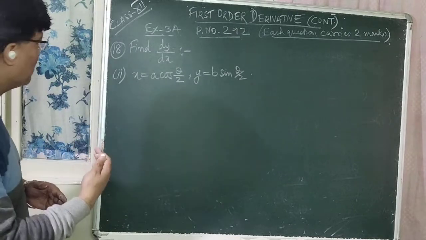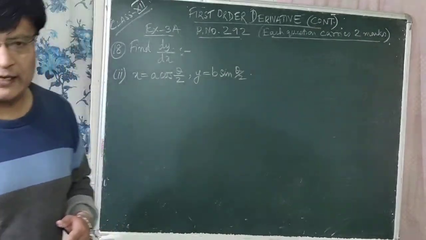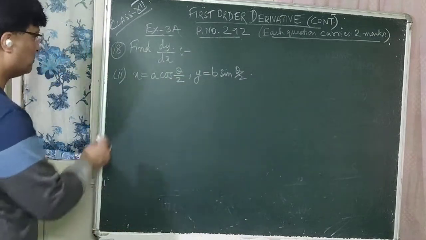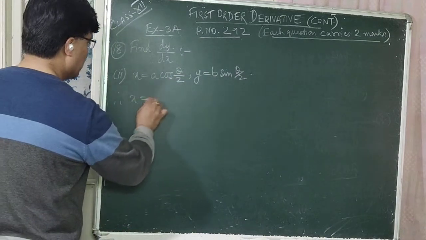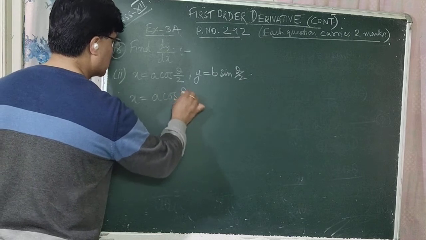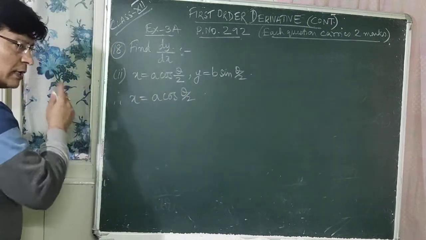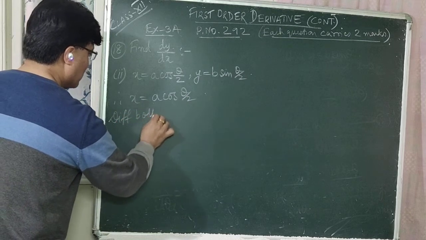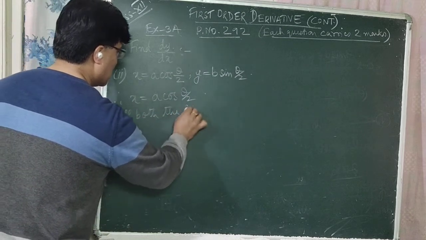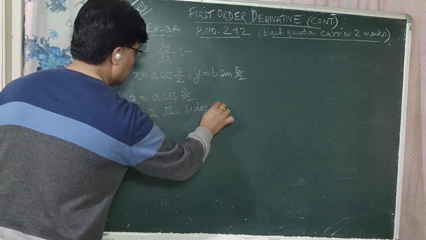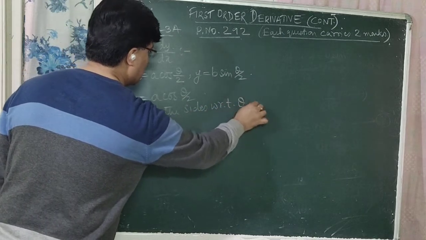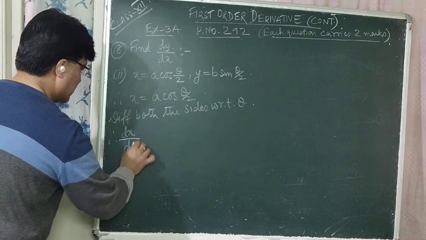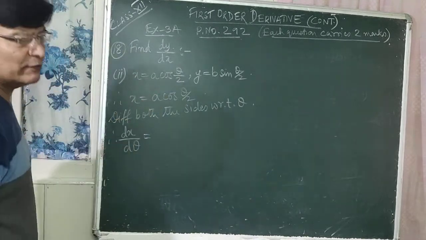So let us find out. Similarly as in problem number 1, you can do this problem. Let us find out first dx by d theta. Then you have to find out dy by d theta, right? So therefore x is equal to a cos theta by 2. So now let's differentiate it. Differentiating both the sides with respect to theta. Therefore dx by d theta, directly we can differentiate it.